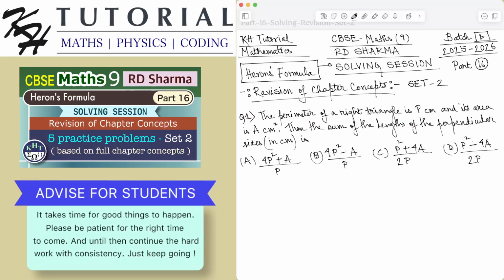Okay, so these 5 problems that I am solving as revision of chapter concepts will be the most important ones, and they are conceptual problems.